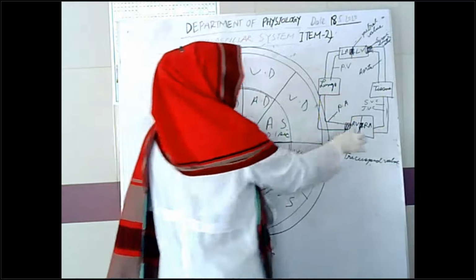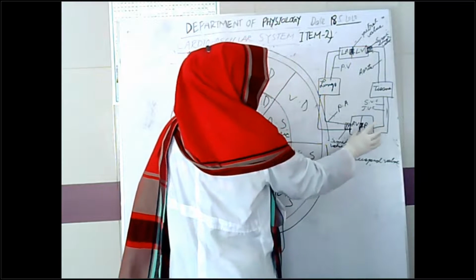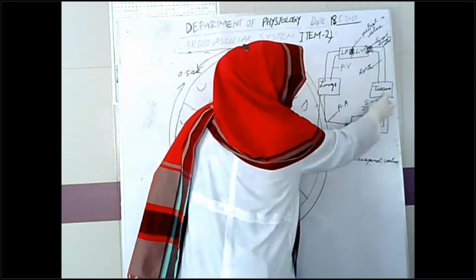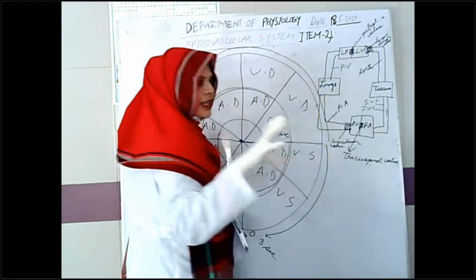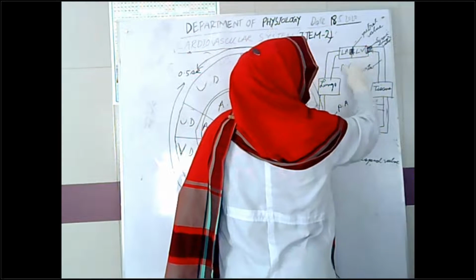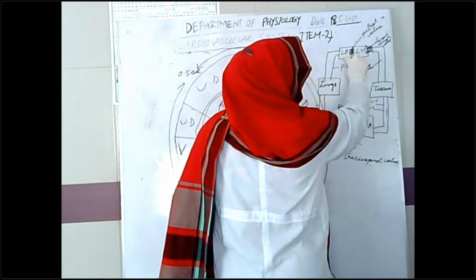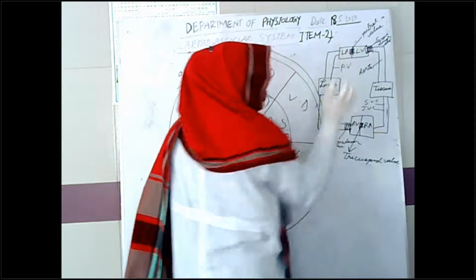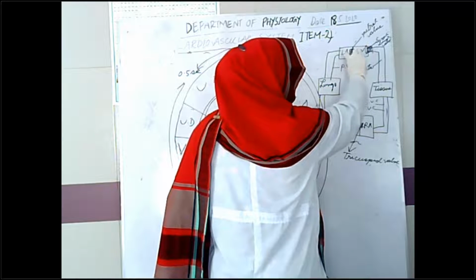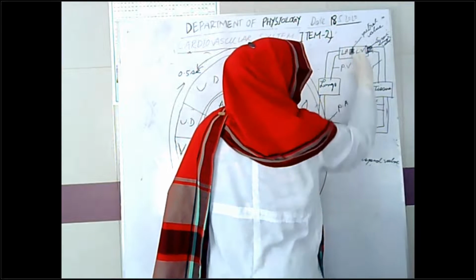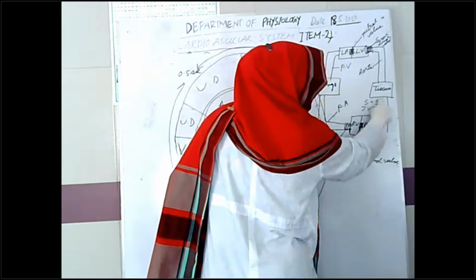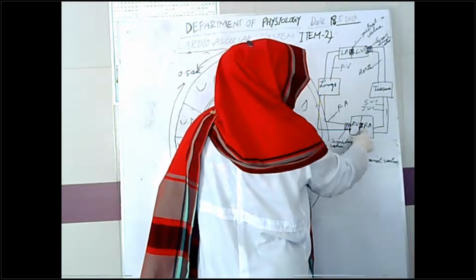And during atrial diastole, the first half of atrial diastole, the right atrium gets its blood supply from the superior vena cava and inferior vena cava. The right atrium is filled with blood, and the left atrium gets its blood supply from the pulmonary vein during atrial diastole. Through the pulmonary vein the left atrium is filled with blood, and the right atrium gets its blood from the superior vena cava and inferior vena cava.